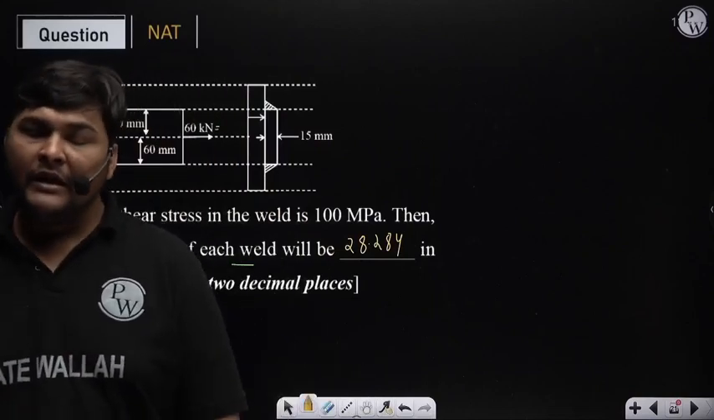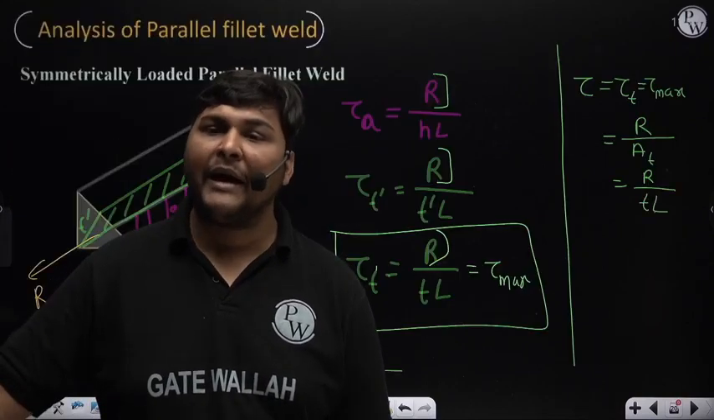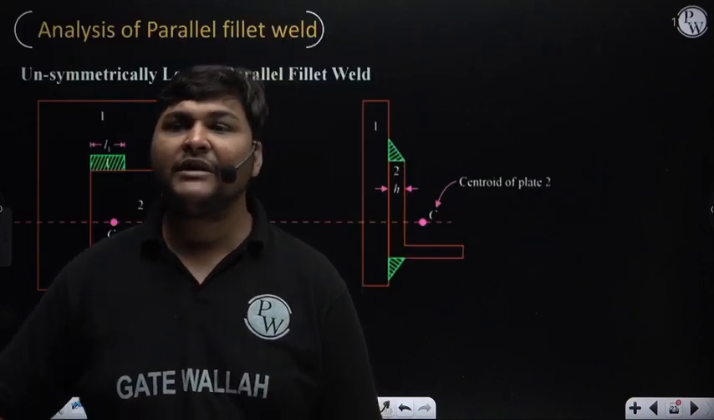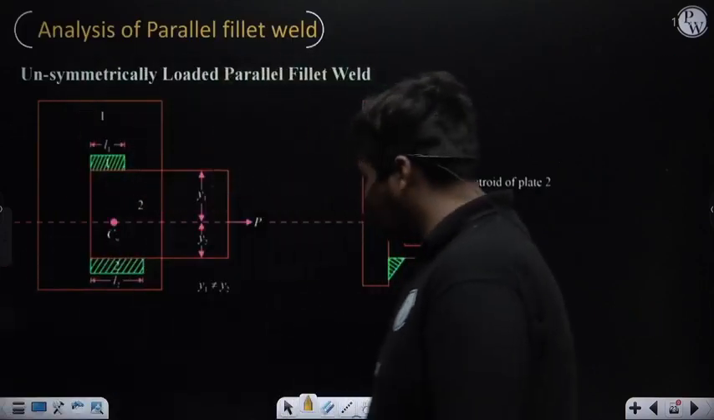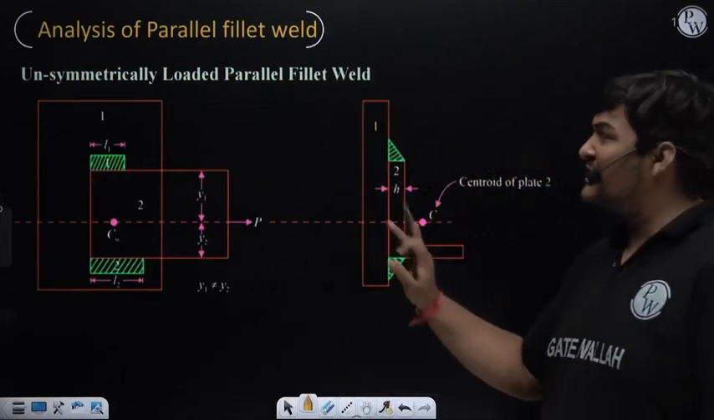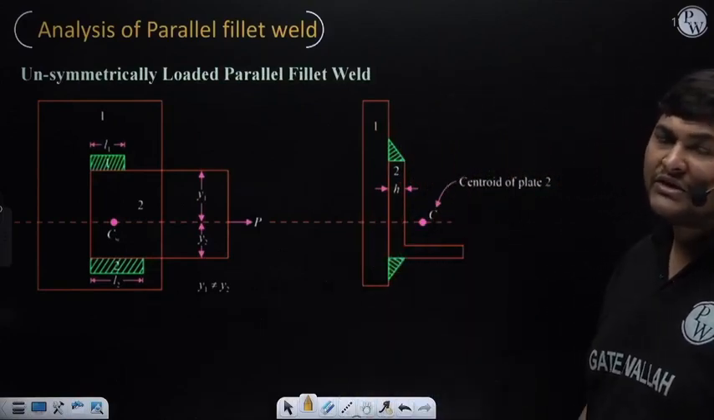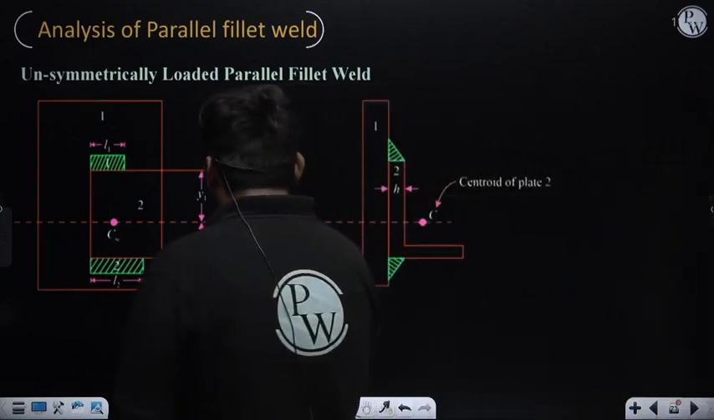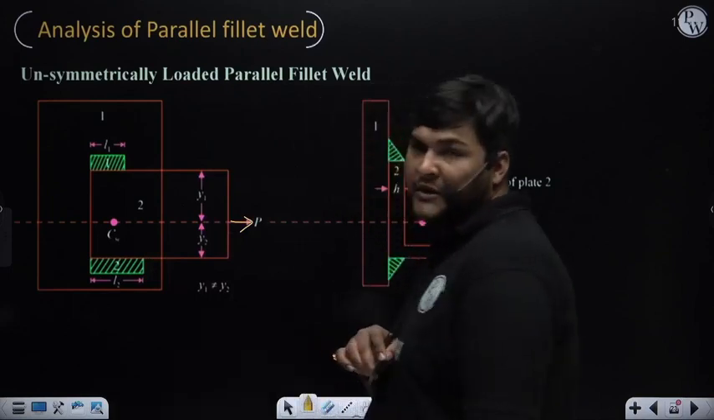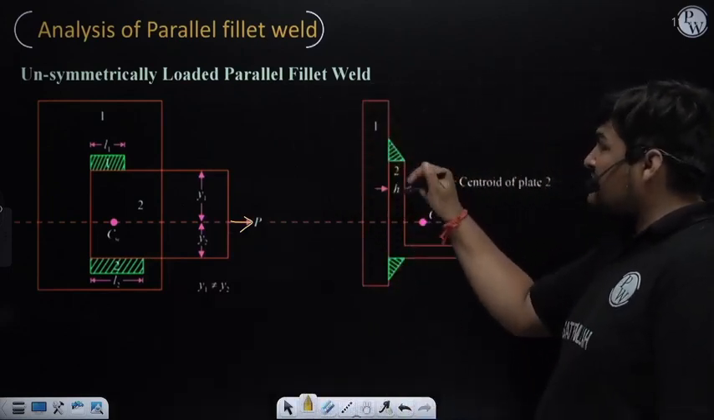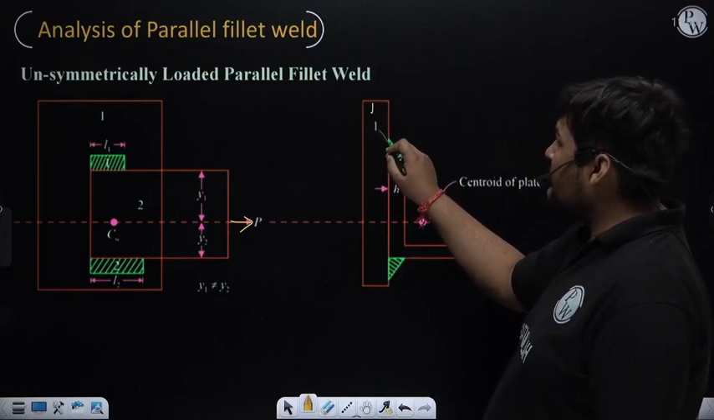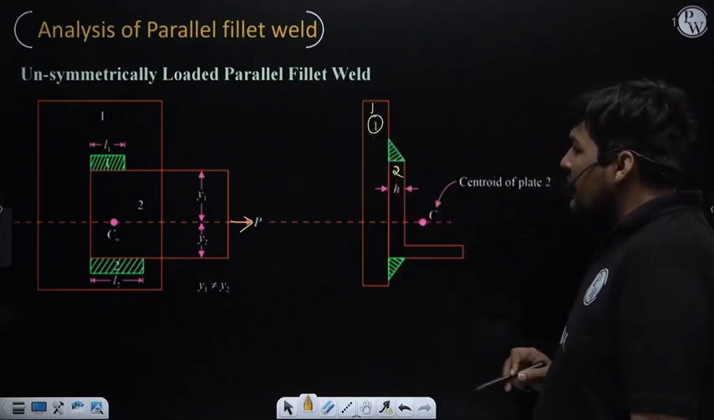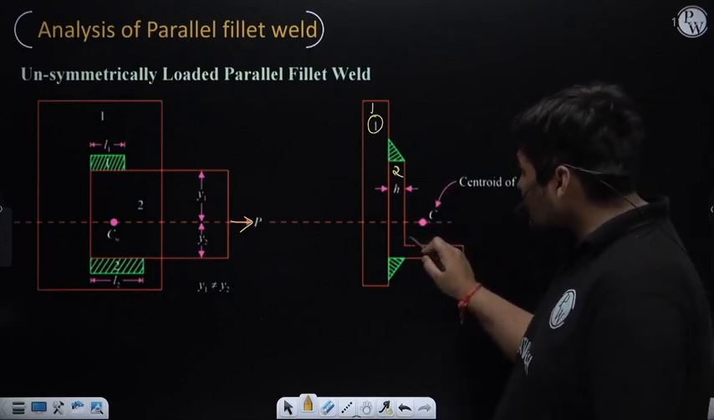Now we'll discuss the next case in parallel fillet weld, and that next case is unsymmetrically loaded parallel fillet weld. It is also easy. If you understood symmetrically loaded, you will be able to easily understand this case also. Unsymmetrically loaded means, here you will see this is the force P, suppose this is plate 1 and this is plate 2. Now here you can see this plate 2 is not symmetric.